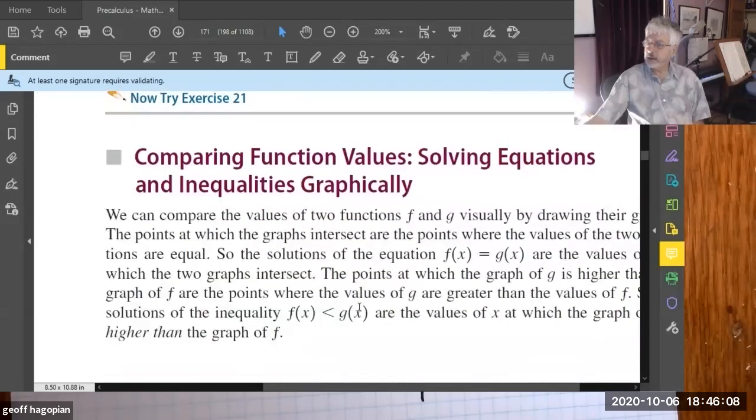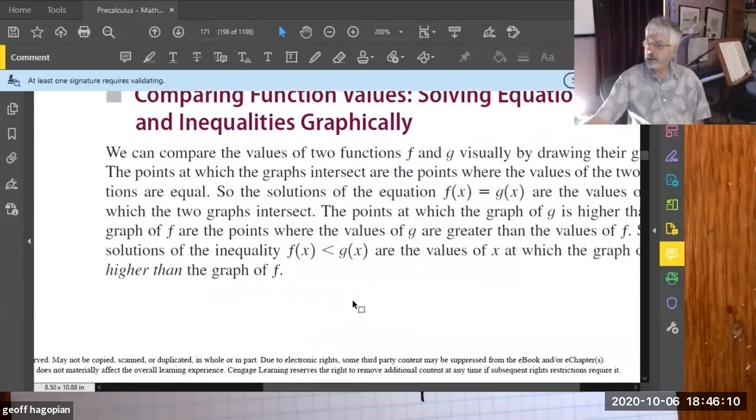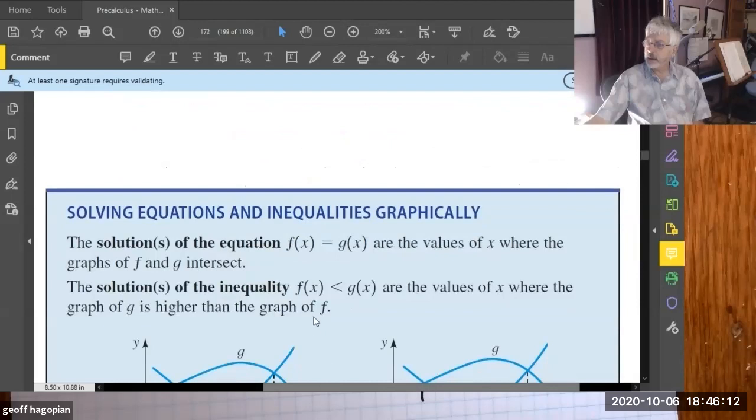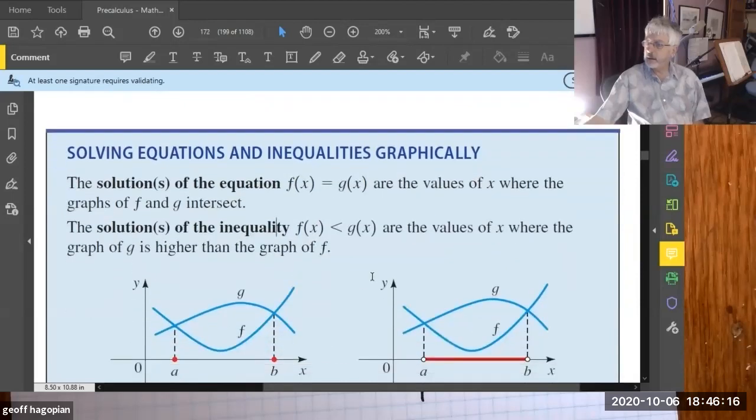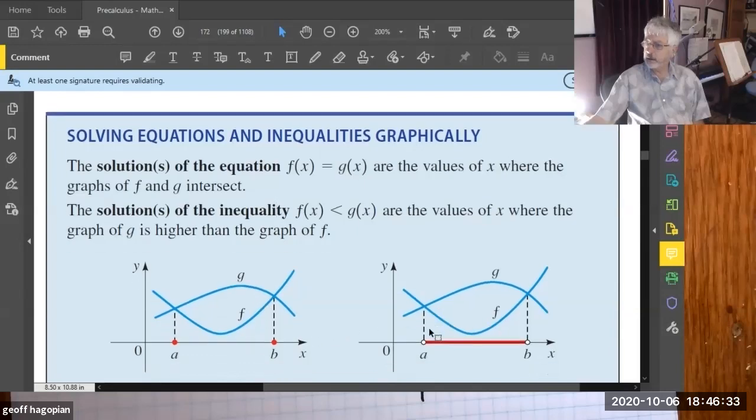Comparing function values, solving equations, and inequalities graphically. So you can see from the graph here that if you're solving the inequality f less than g, then you'd want to find out where f is equal to g, and then test to see, is it in between, is it less than or greater than, right?